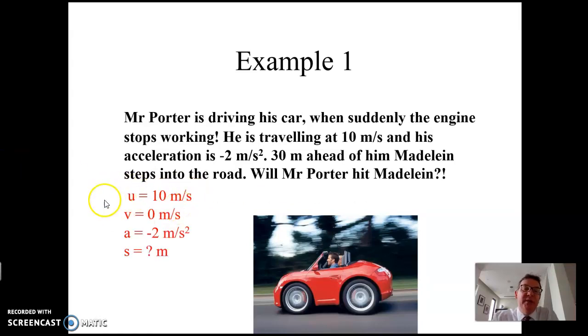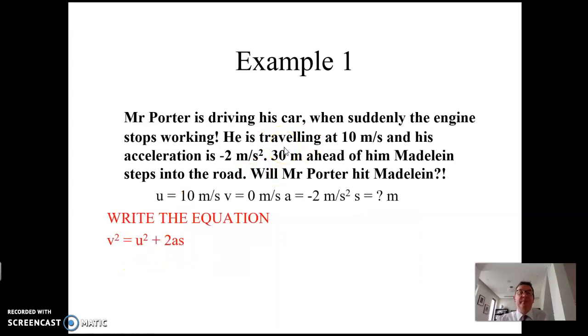So the question is telling us at the start of this question, my speed, my initial velocity is 10 meters per second. I'm going to stop, so my final velocity will be 0 meters per second. I know my acceleration is minus 2 meters per second squared. I want to find how far will I travel, i.e., will I travel more than 30 meters when I hit Madeleine, or my distance will be less than that, I will miss her.